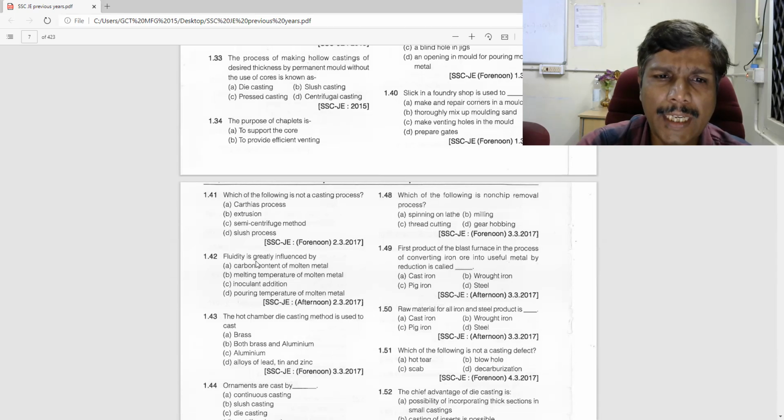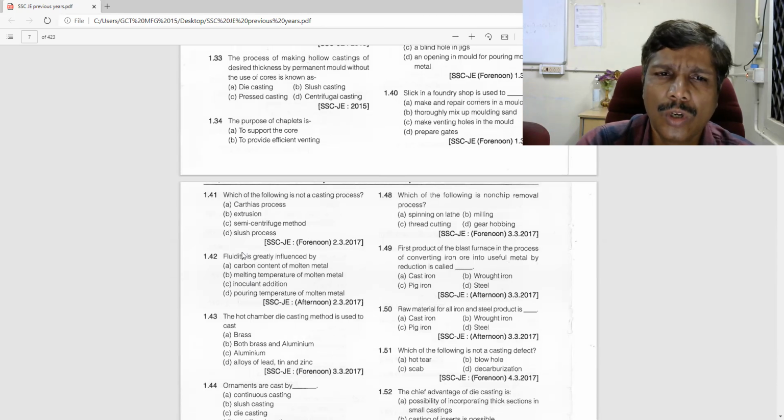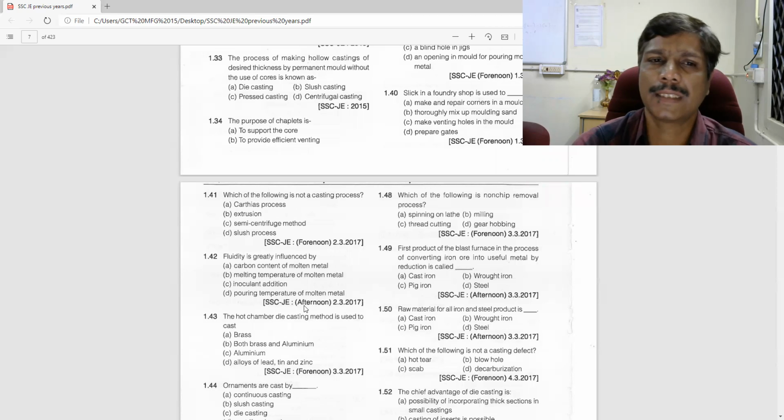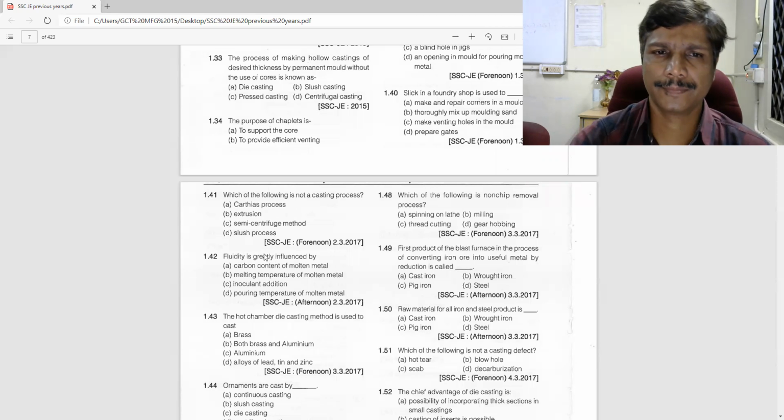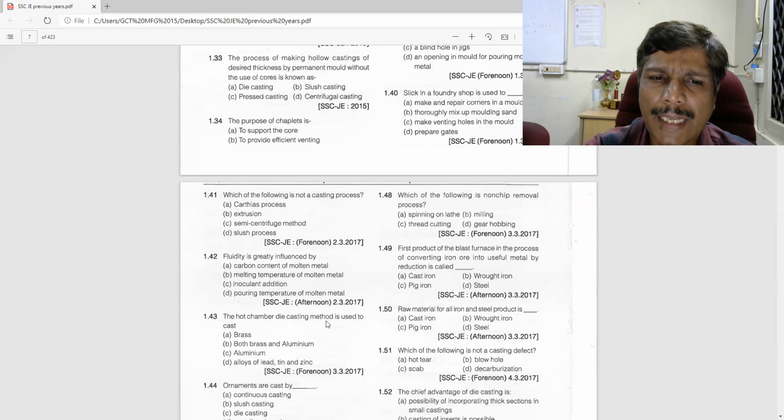Fluidity depends on pouring temperature. So when the temperature is more, it will flow like a fluid. When the temperature is less, the fluidity will be less. So fluidity depends on the pouring temperature. In the word fluidity, the next to the last letter is T for temperature. So how will you get pouring? When you rotate the D in fluidity, it is P. So pouring temperature.